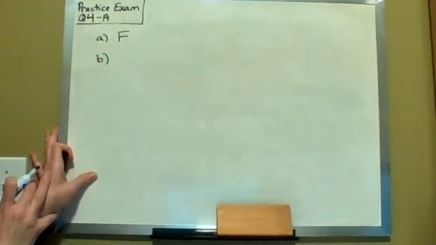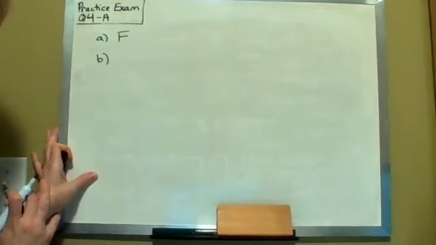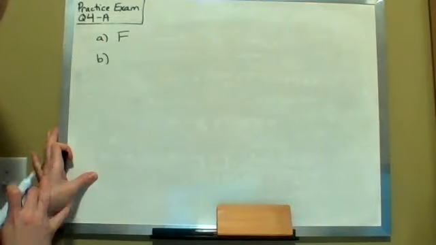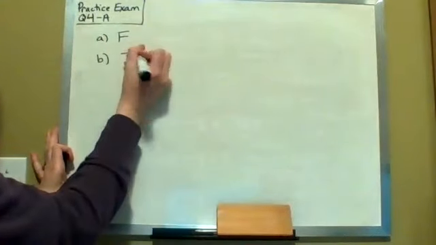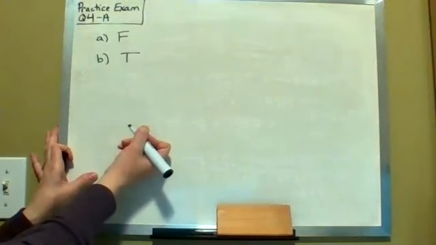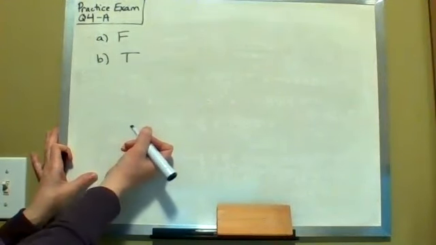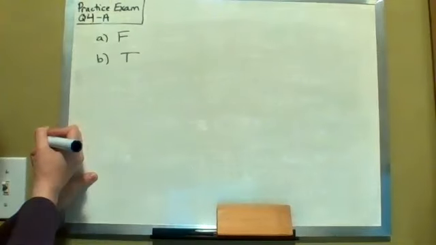Part B, the reverse of a spontaneous reaction is non-spontaneous. And that is true. As soon as you reverse the reaction, you reverse the sign in your delta G, but it's the same delta G. So that is now going from spontaneous to non-spontaneous.